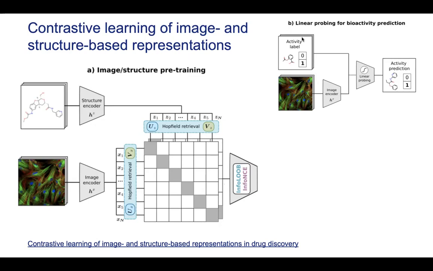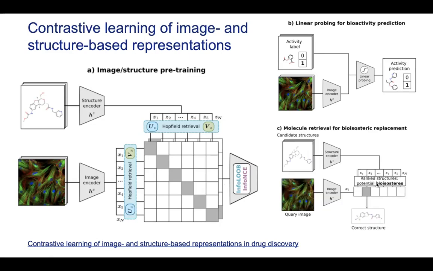And yeah, one is linear probing for bioactivity prediction. So you have a label attached to your molecule, and then you can predict if they are active on a specific cell type or cell experiment here. And the other one, which is even more fascinating, is that you can do search in the embedding space too, that you have a query image, and you want to find a structure in the embedding space that is responsible for the morphological changes that you get here. And this seems to work very, very nicely.